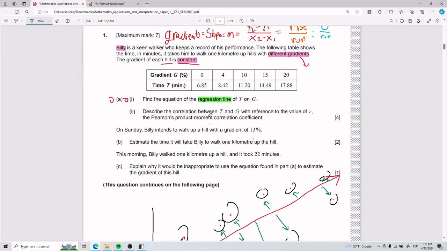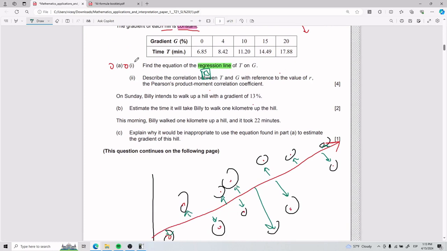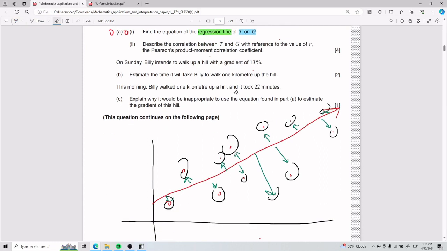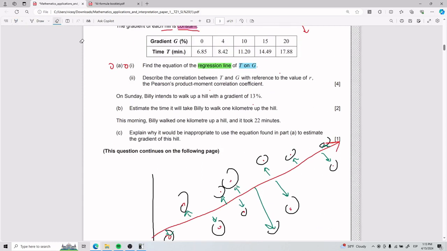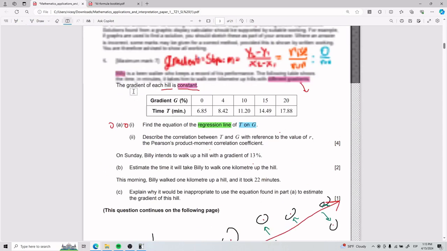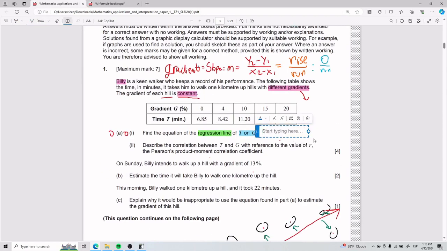And so how do you find this regression line with your graphing calculator? The moment you read regression line, you're going to be thinking calculator, and I'm going to show you when and where and how it works. The second thing is that here it says of T on G. I'm sure a lot of you are reading that and thinking, what the heck is T on G? First, I'm going to give you the general form.